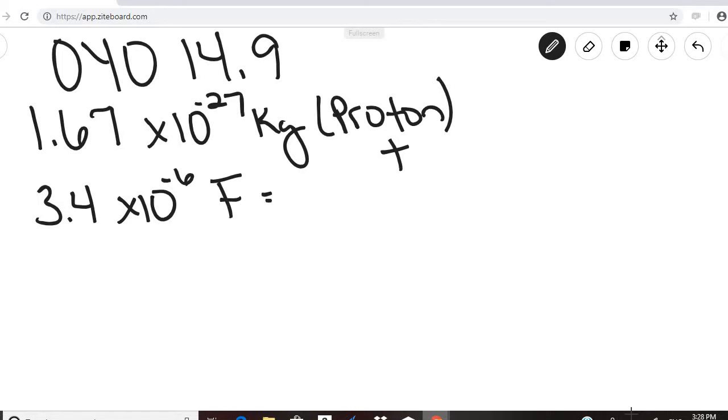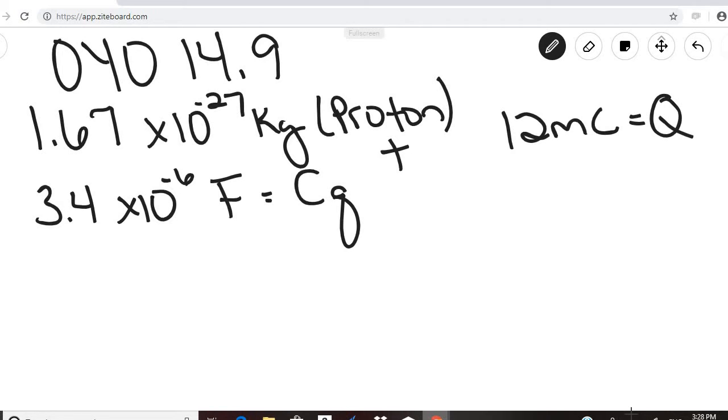So this is the capacitor. And then the capacitor holds 12 millicoulomb of charge. So that would be the charge on the positive plate. And so that would be 12 times 10 to the negative 3 coulombs. It's going to be equal to Q. And then how fast will the proton be moving when it reaches the negative plate? Okay, so this proton is going to be moving from positive to negative.